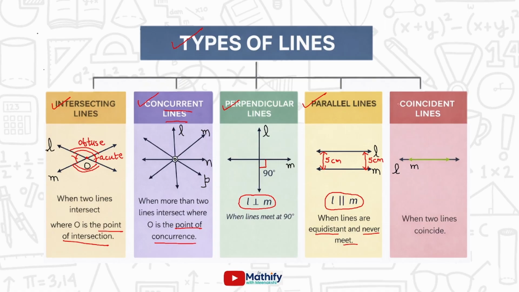Let's move to last type of lines, coincident lines. Whenever two lines coincide with each other, then we can say that these types of lines are coincident.